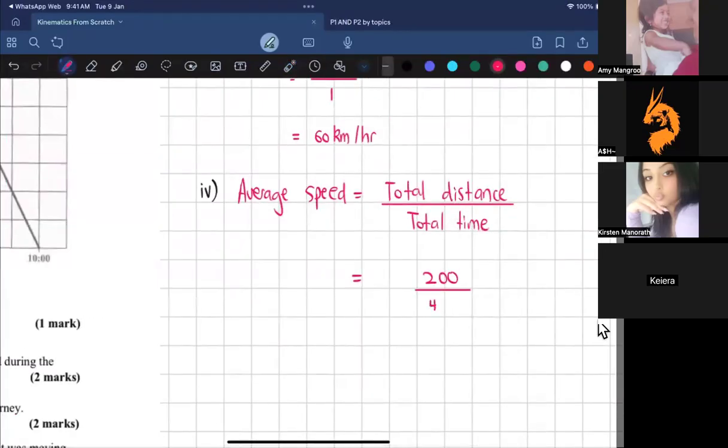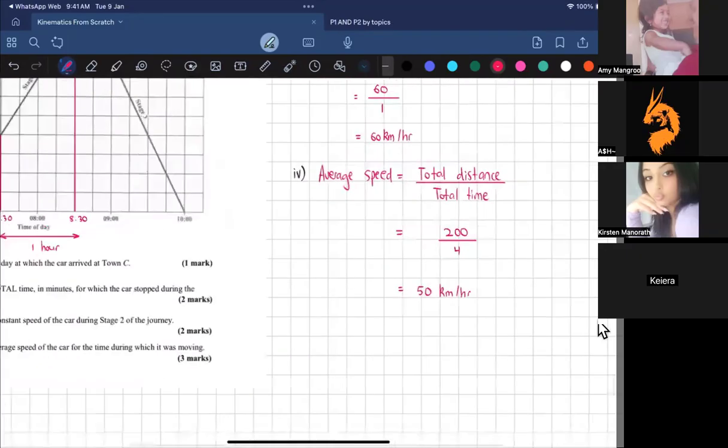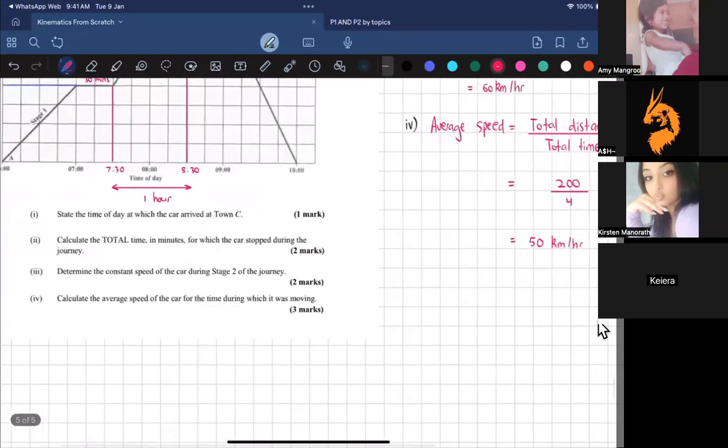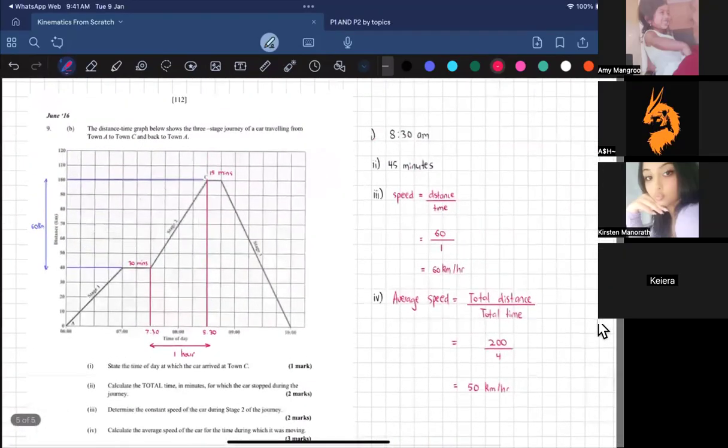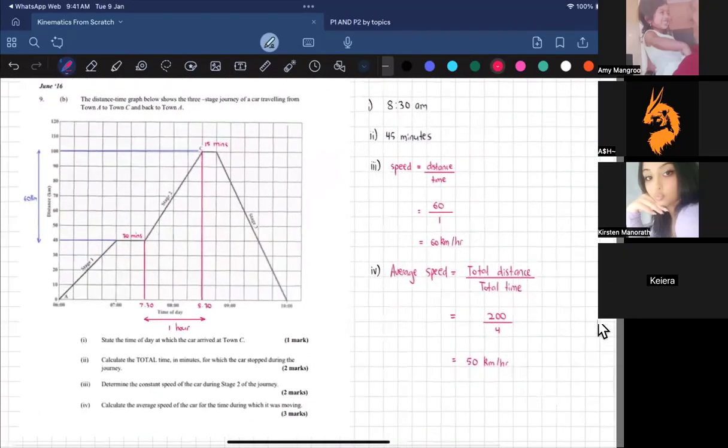So what is the average speed? What is 200 divided by 4? 50. What are the units? Kilometers per hour. Right. And that's it for this entire question. That's 3, 4, 5, 6, 7, 8 marks. Amy, that's the easiest 8 marks in your life. Am I right?